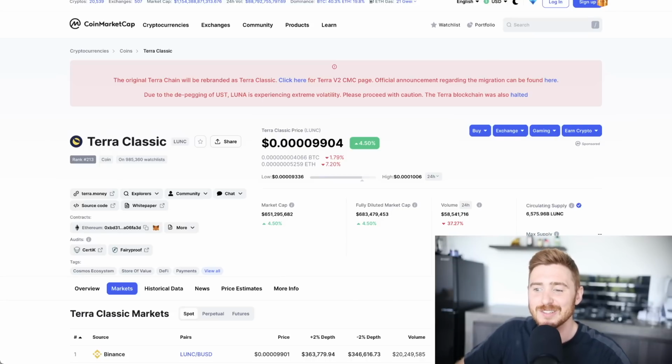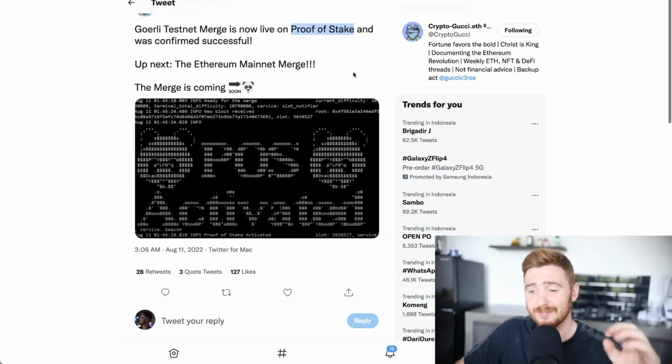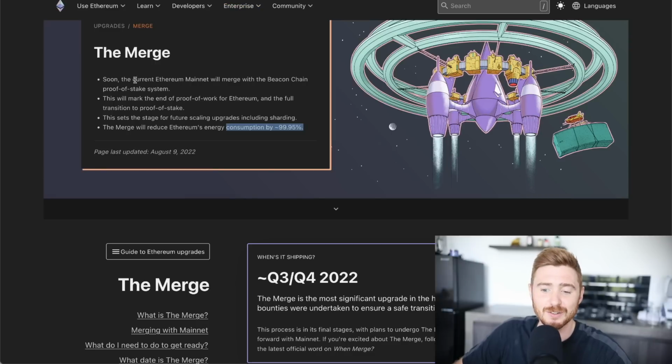Now, in other news, the ETH proof of stake on the testnet has been confirmed, and it was successful. So the Ethereum mainnet merge is next. And if you don't know what the merge is, soon the current Ethereum mainnet will merge with the Beacon Chain proof of stake system. This will mark the end of proof of work on Ethereum and a full transition to proof of stake. This sets the stage for future scaling upgrades, including sharding.